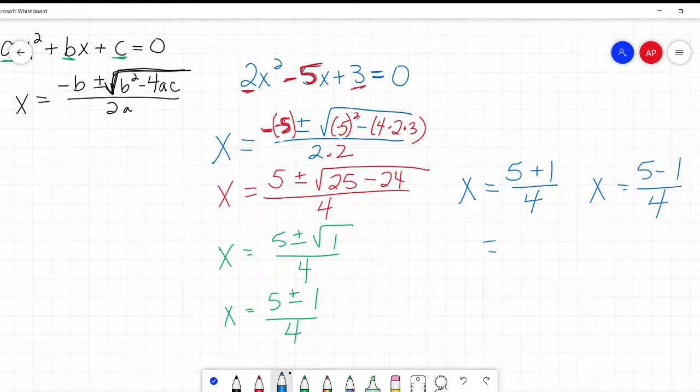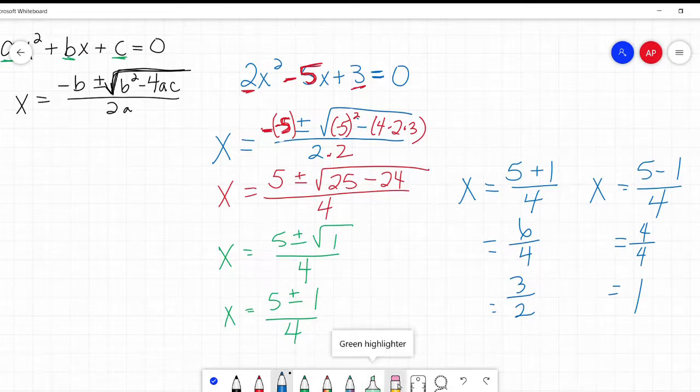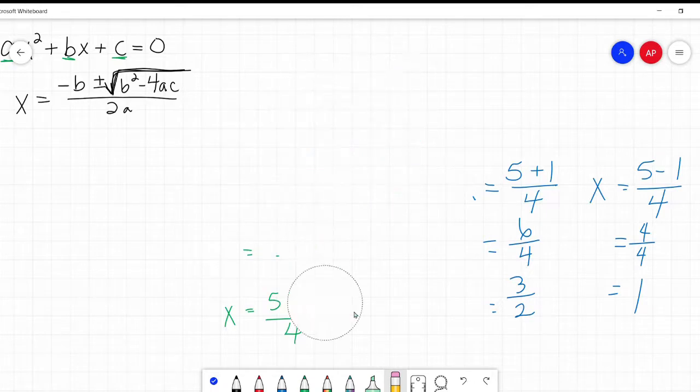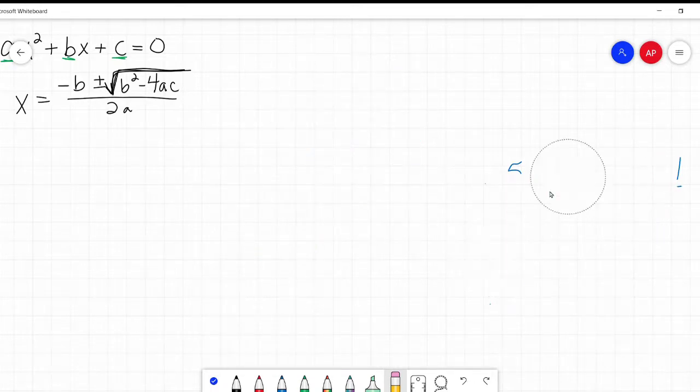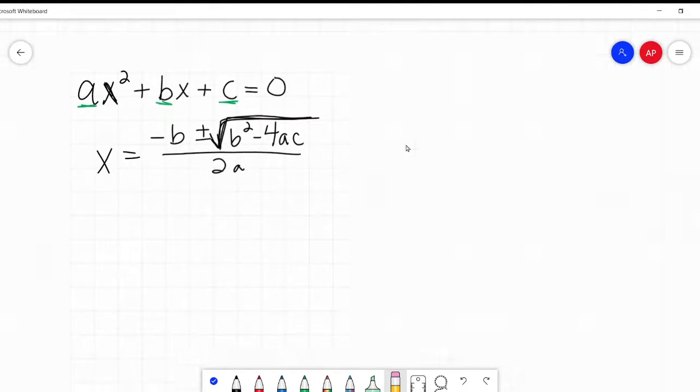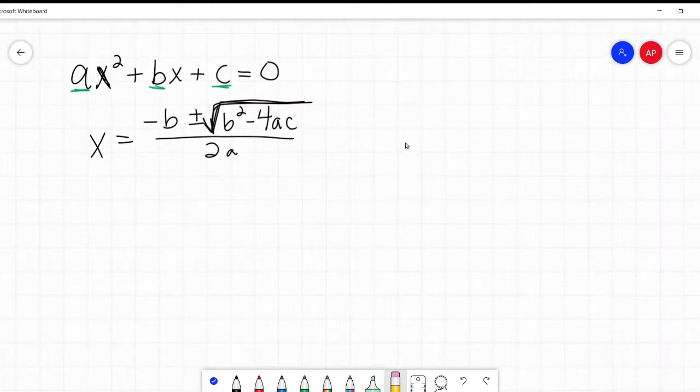So here, 5 plus 1 is 6 over 4, and I can simplify that to 3 over 2. On this side, 5 minus 1 is 4 over 4, and that simplifies to 1. So x can equal 3 halves, or it can equal 1. Again, you could have done this by factoring, but that's how you use the quadratic formula. Even things that can be factored, sometimes it can be hard to see how to factor them, in which case this would be quite handy.